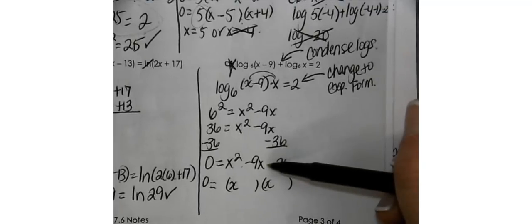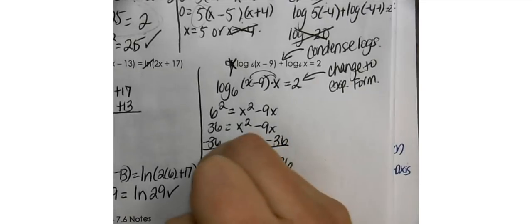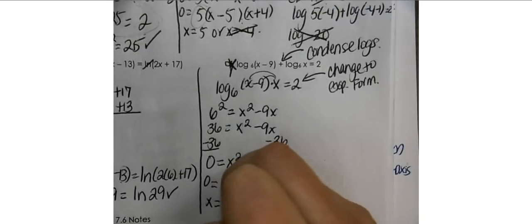Now, other factors of 36 are like 2 and 18, but 2 and 18 won't give us a 9. Then there's also 3 and 12. Now, 3 and 12 can get us a 9, so I'll write a 3 and a 12, but I need a negative 9. So that means that I need 3 to be positive and 12 to be negative. So therefore, my solutions are x equals negative 3 or x equals positive 12. So I'm going to check both of these answers.